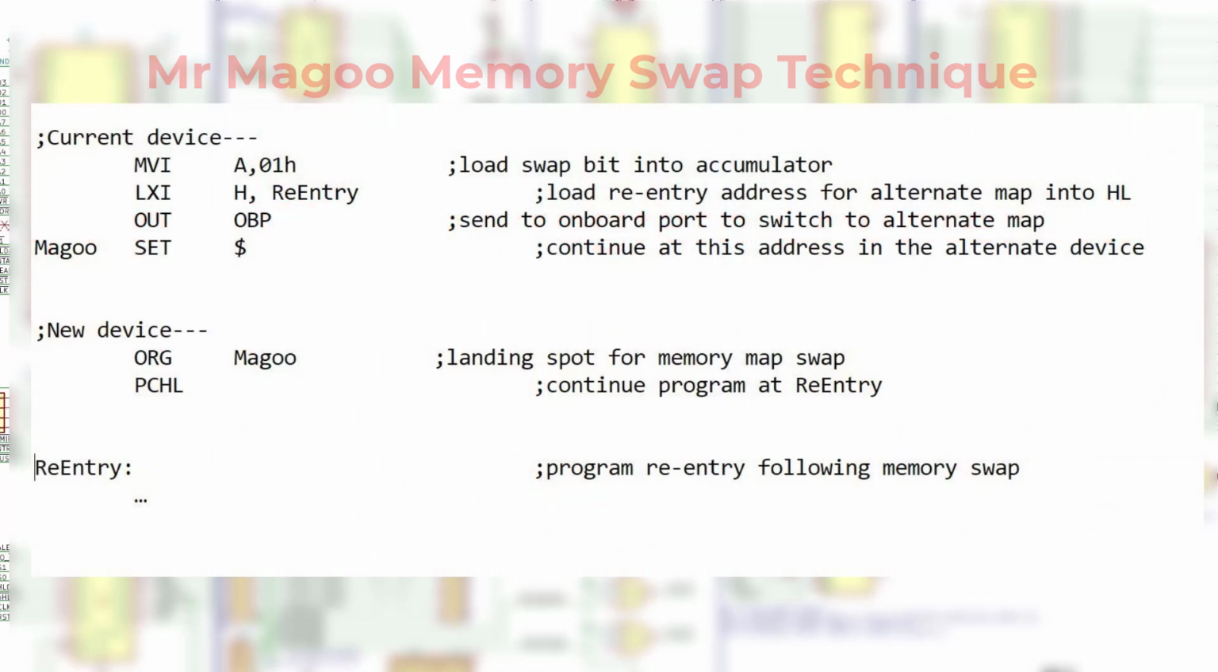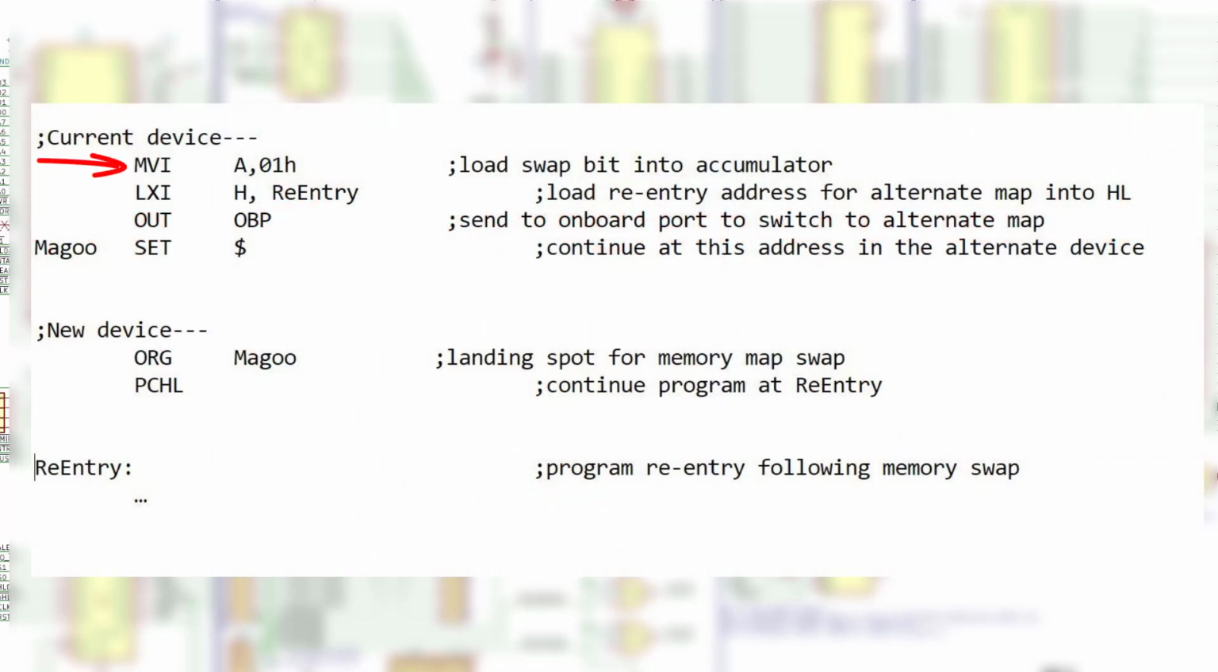So in this little code snippet, for example, in the current device, we load the accumulator in HL just like if we were using the wormhole. We mark that address. The $ gives us the current program counter value, so we set Magoo to that address. Then in the new memory device, we org a PCHL instruction to continue the code and reset the program counter to wherever the program reentry point is.